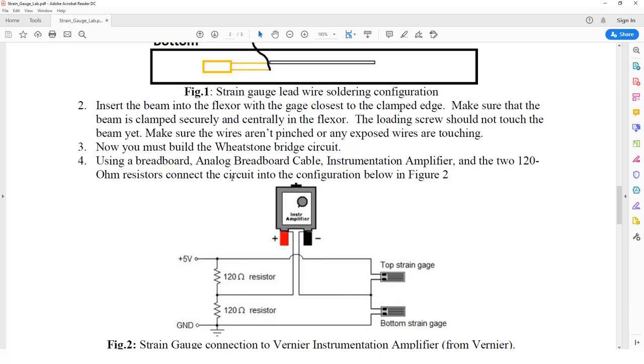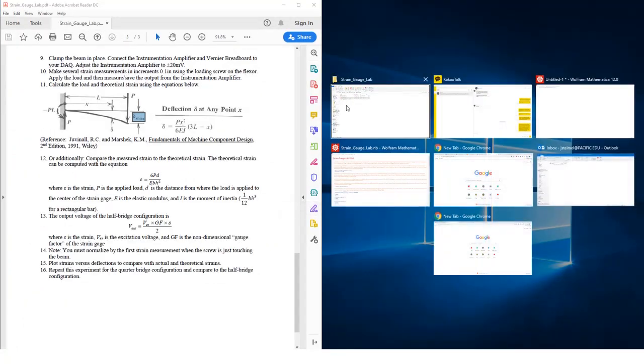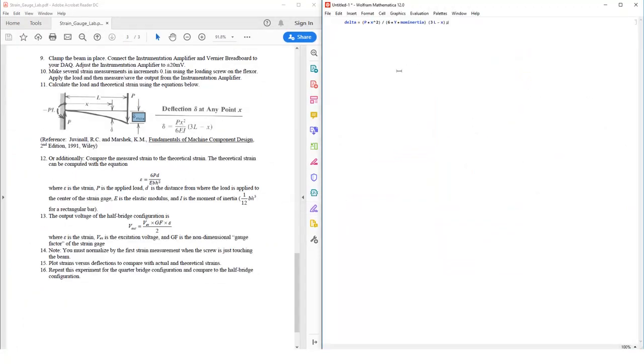So we are going to apply some displacement, measure the strain, and then compare the theoretical and experimental strain as a function of this. We're going to apply deflections of 0, 0.1 inches, and 0.2 inches. So let's get started on how we're going to analyze and think about this lab. I'm going to bring up my strain gauge lab right here.